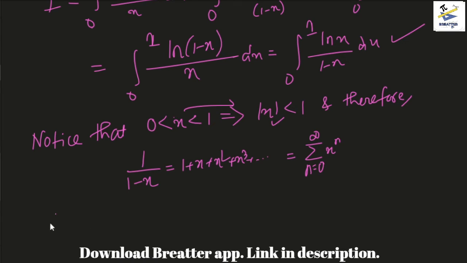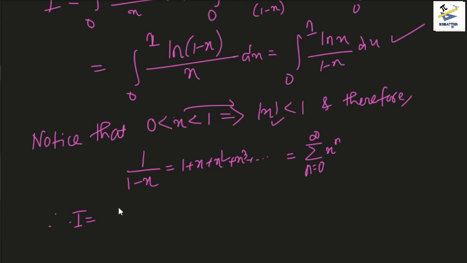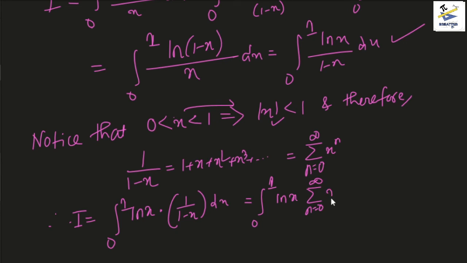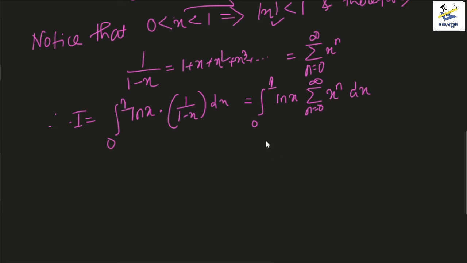Therefore I equals the integral from 0 to 1 of ln of x into 1 by 1 minus x dx, and obviously we change it to ln of x into the summation from n equals 0 to infinity of x to the power n dx, right? And once we do that, we can take this summation outside of the integral using a lot of known theorems, one of them being the dominated convergence theorem and Fubini's theorem. So we can prove that we can swap the integration and the summation sign, and it is valid here.